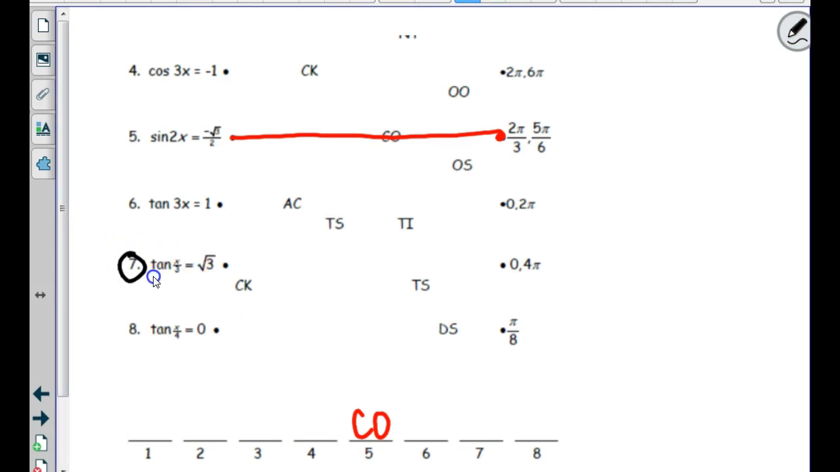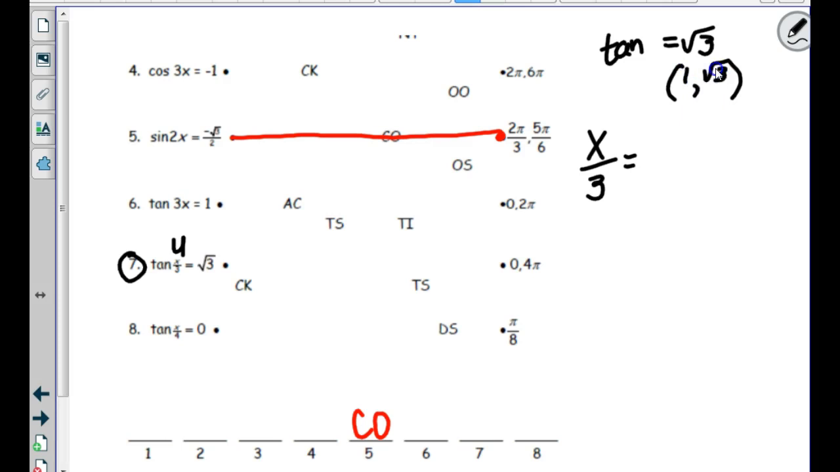Number 7. It says x over 3 in there. Okay. So again, we're just going to find where the tangent is square root of 3. And then we're going to worry about getting rid of that x over 3. So the tangent is square root of 3 when we're looking for this. Does that seem right, guys? So when you put y over x, you'd get square root of 3.